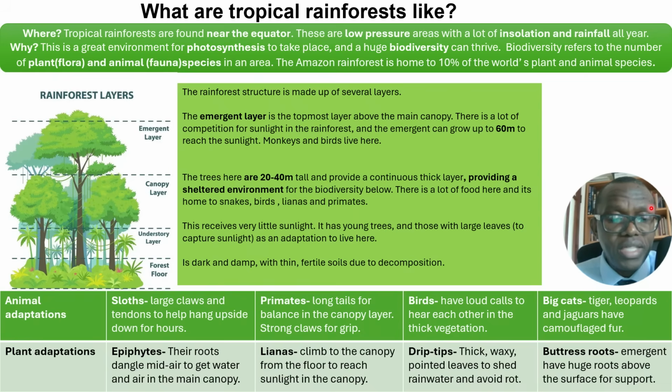Then we have the next layer here, which is the understory layer. Now, this particular layer here receives very little sunlight, obviously due to the canopy layer that is above it. Now, it has mostly young trees, and those young trees have very large leaves, and those large leaves are an adaptation for them to be able to capture any sunlight that they can, so that they can carry on with that process of photosynthesis and make their carbohydrates, their food.